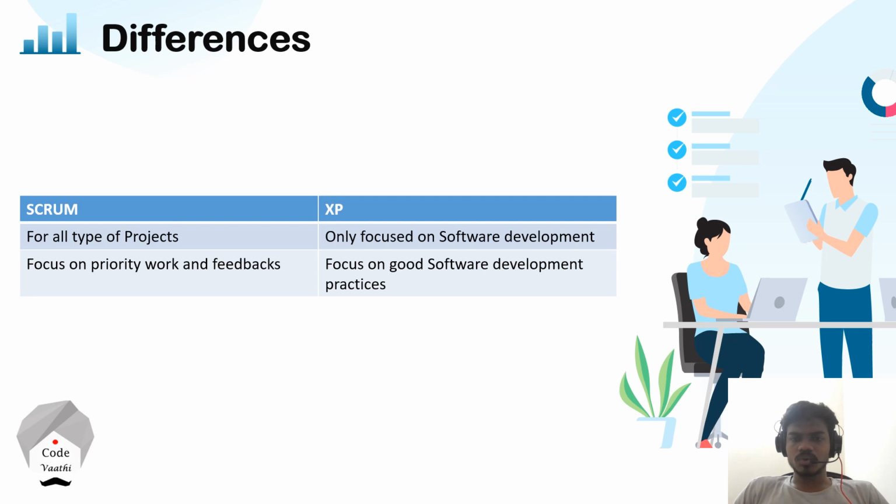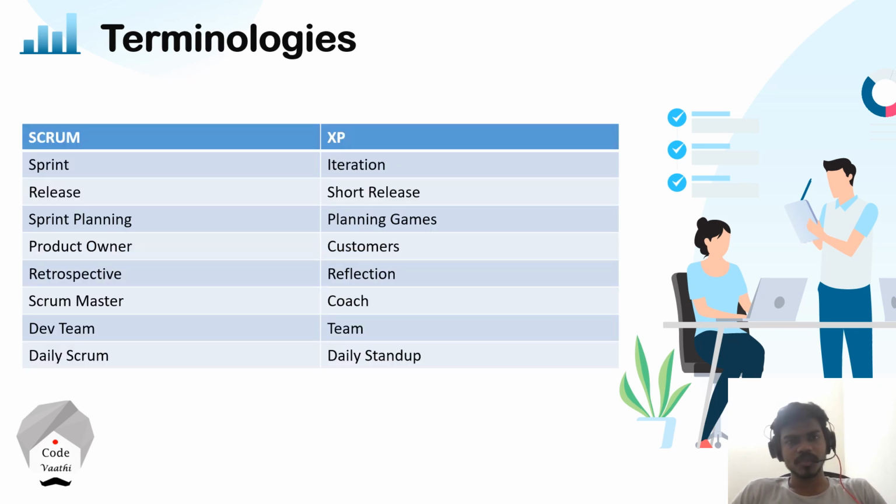Before getting into the core concepts of XP, let's see a quick difference between Scrum and XP. Scrum is meant for all projects, whereas XP is focused only on software development. Scrum mostly deals with prioritizing work and getting feedback, whereas XP mostly covers software development best practices and the standards which need to be followed by developers when they are developing a program.